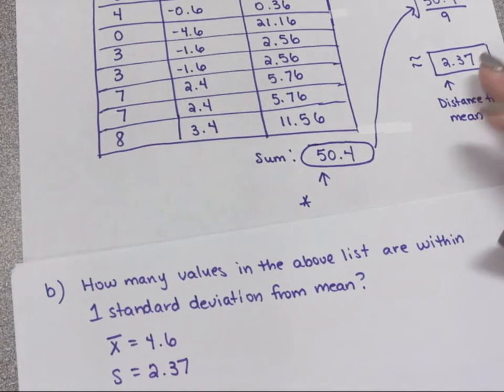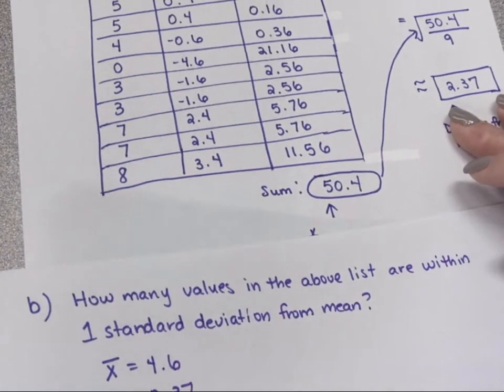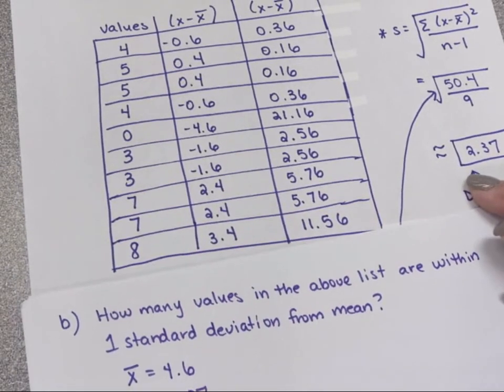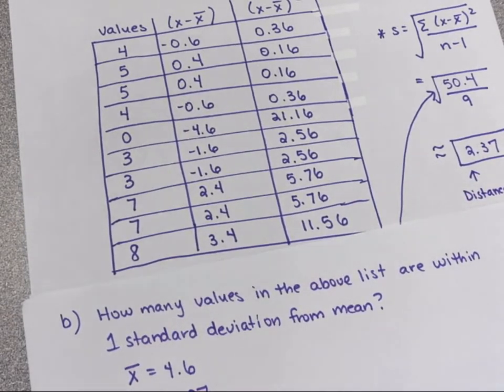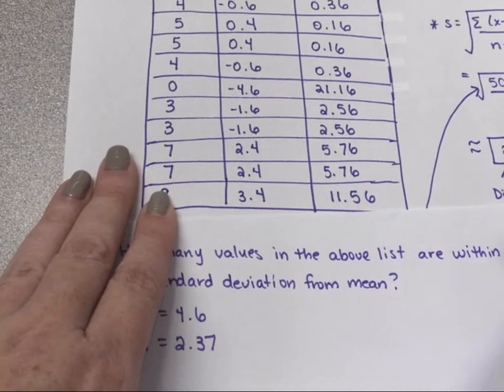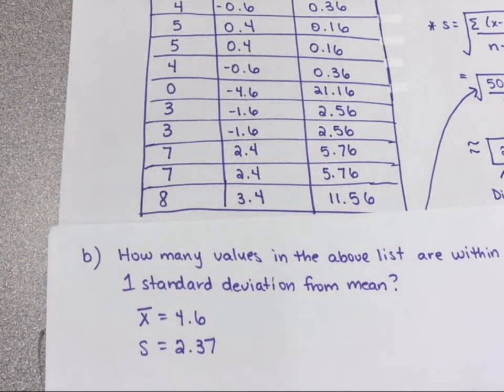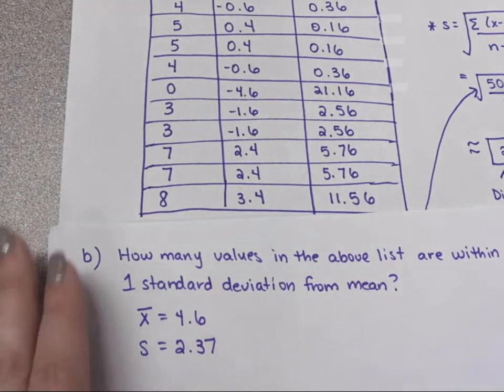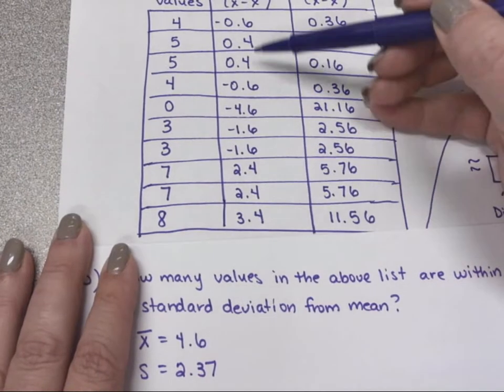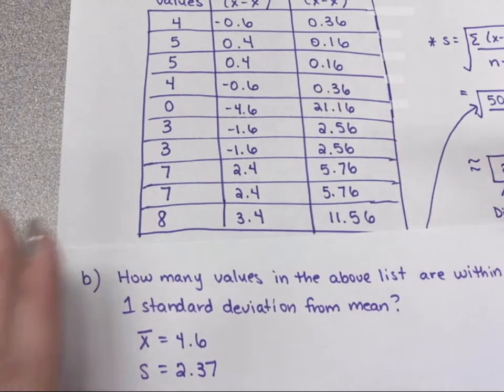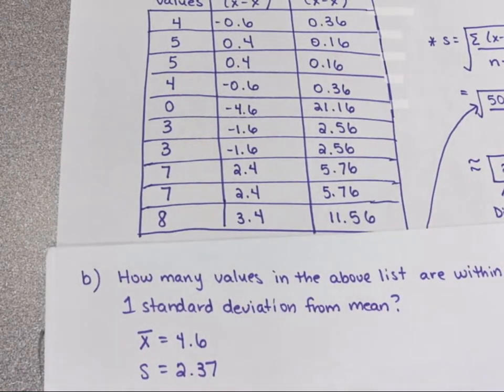So what we're trying to find is how many values in the list above were only bigger or smaller from the mean by 2.37. In other words, you just need to count these values that are 2.37 or less, either positive or negative though. Okay, so we have 10 values, right? So how many of them are within 2.37 away?